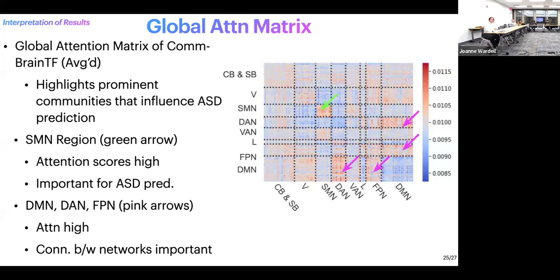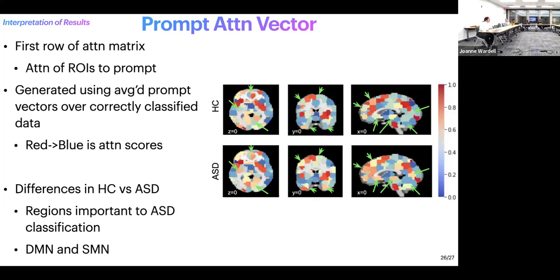It turns out that yes, the attention scores are higher in these ASD prominent networks, like the SMN region, which is the green arrow, and then the default mode network, the VAN, and the FPN networks. What this means is that the higher attention scores mean that connectivity between these networks is important for this ASD prediction task.